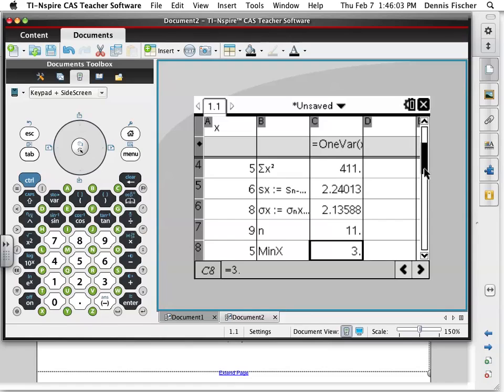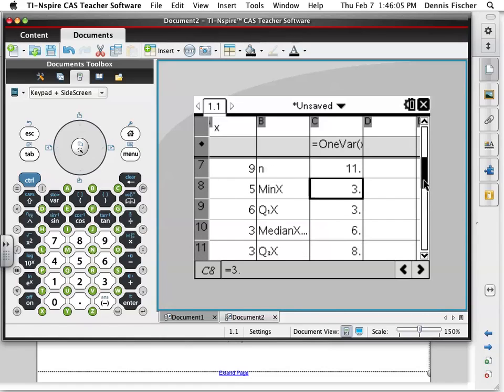n is the number of values in your list. MinX is easy to know, the minimum value. Q1 is the first quartile. If you remember box and whisker plots, first quartile, second quartile, third quartile. Median is the middle value. Q3 is our third quartile, and then max.